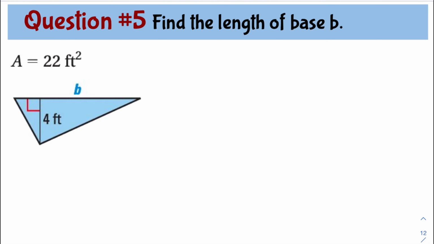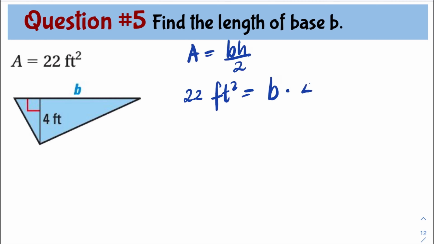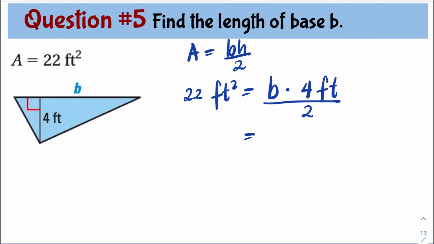Question number 5. Find the length of base B given that the area is 22 square feet and the height is 4 feet. So the same thing, using the formula base times height divided by 2. Our area is 22 square feet. The base is missing and the height is 4 feet. Divide by 2. For this equation, since 4 is divisible by 2, I can divide 4 by 2 right away. So we have base times 2 feet, and the left side is 22 feet square.